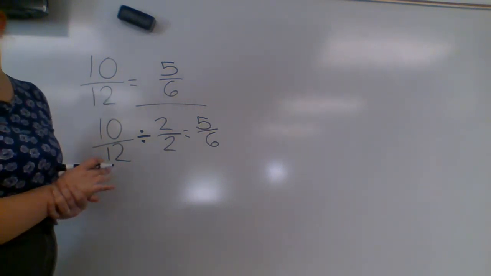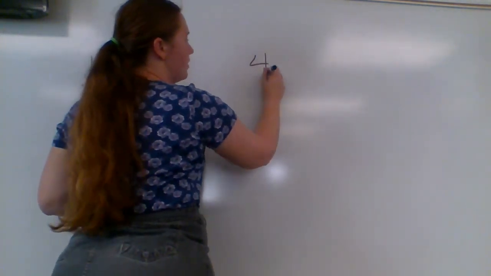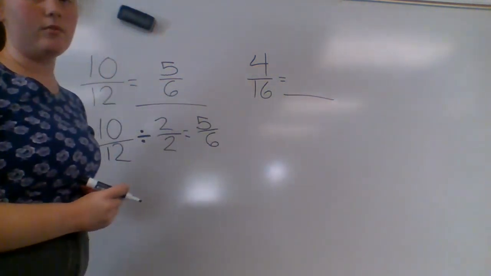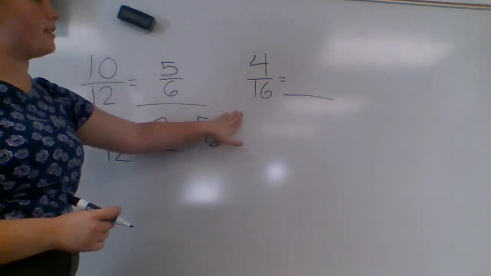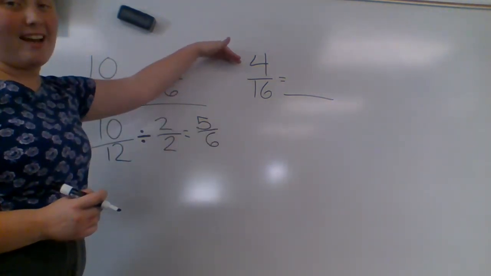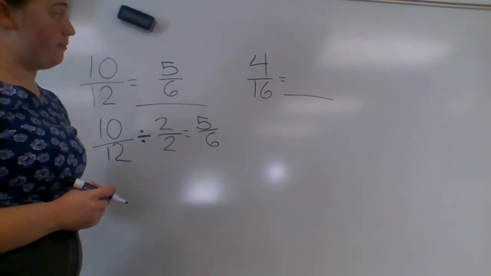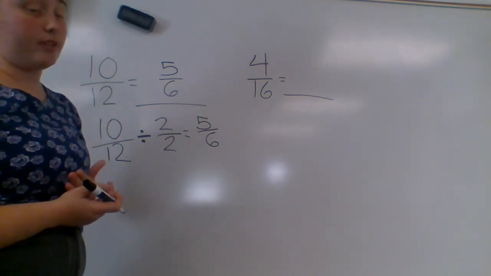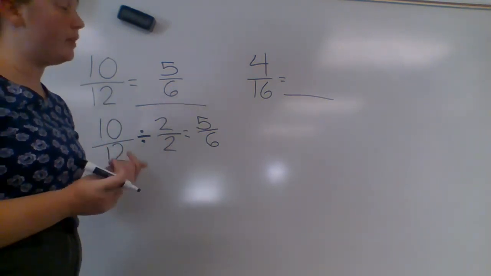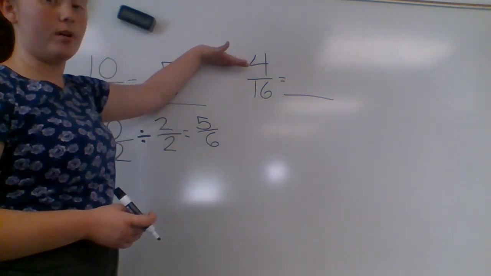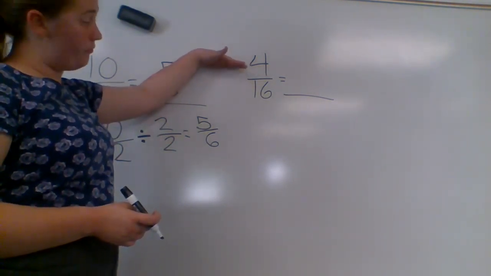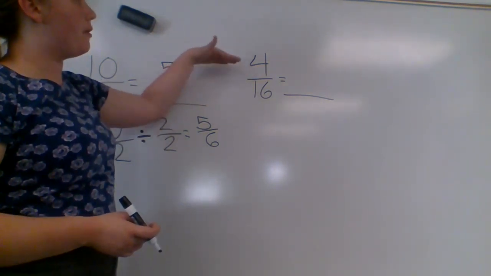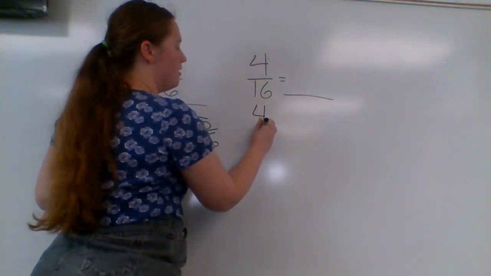Okay, letter B, 4 over 16 equals blank. So we have 4 over 16. What number will go into 4 and into 16? Yes, 2 will go into 4 and 16. There's another number that's bigger that will go into both 4 and 16. Let's try 4. Will 4 go into 4? Yep. Will 4 go into 16? Absolutely. So 4 will go into 4 and 16.